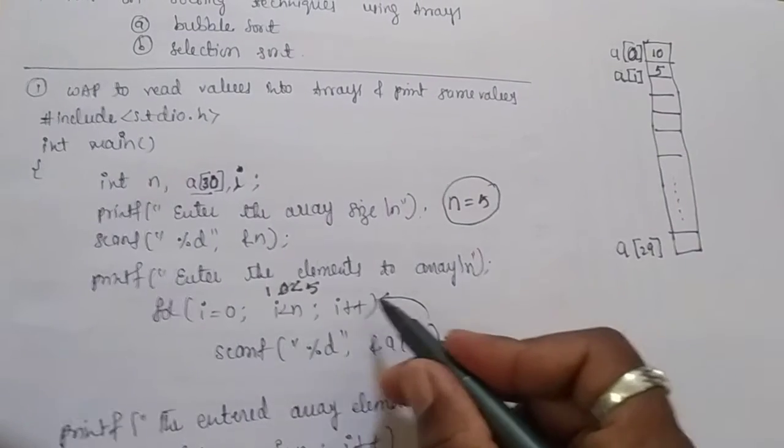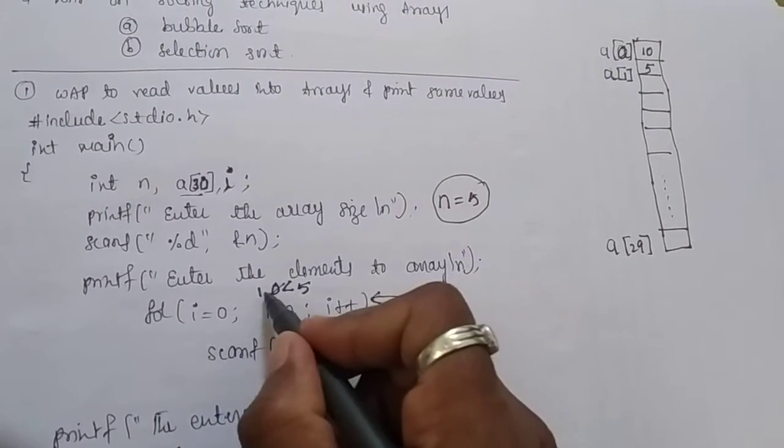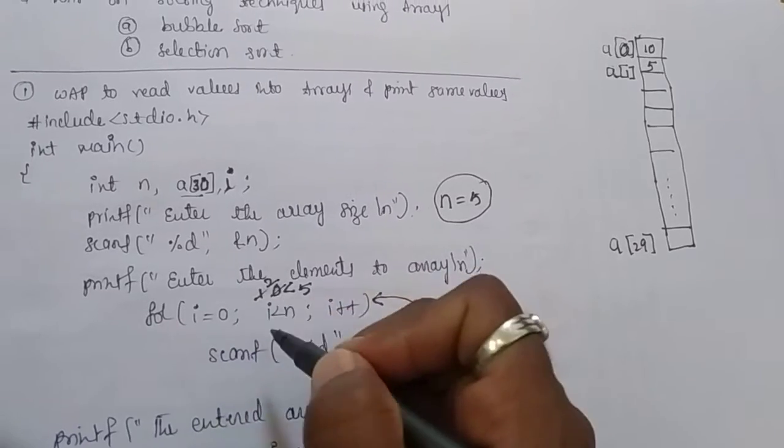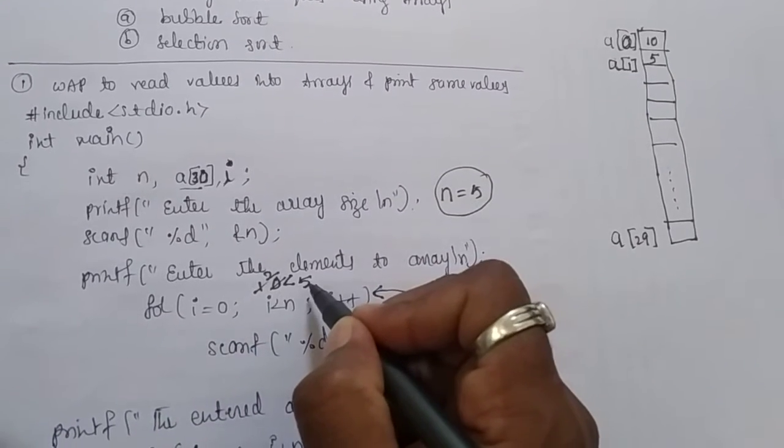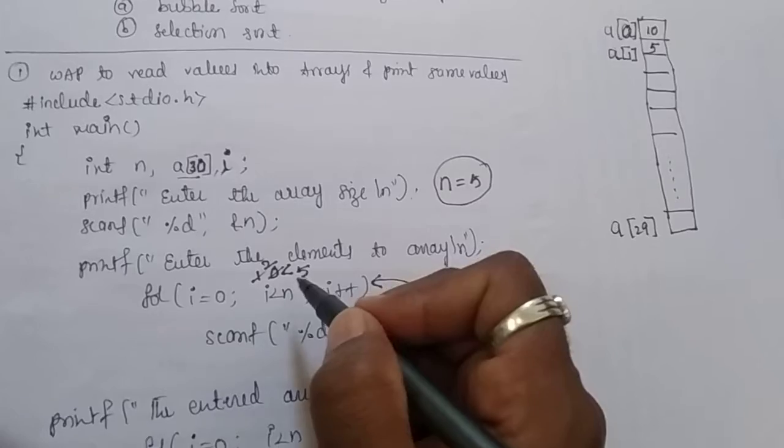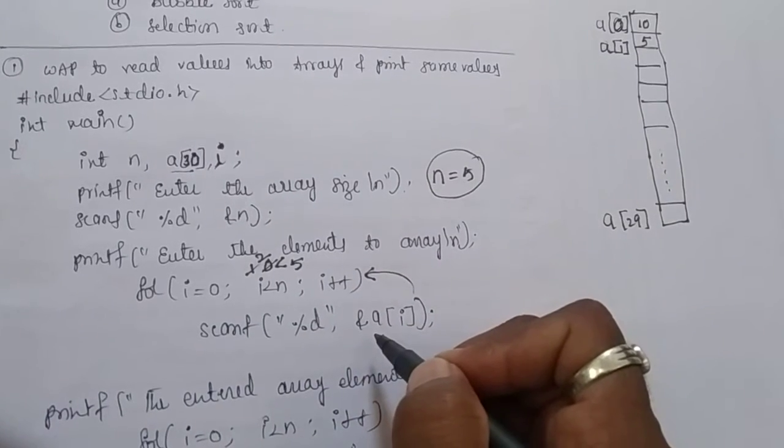After this, again control jumps to I++. I value becomes how much? 2 now. Substitute here. Whether 2 is less than 5, yes, condition true. When the condition is true, execute the scanf statement.